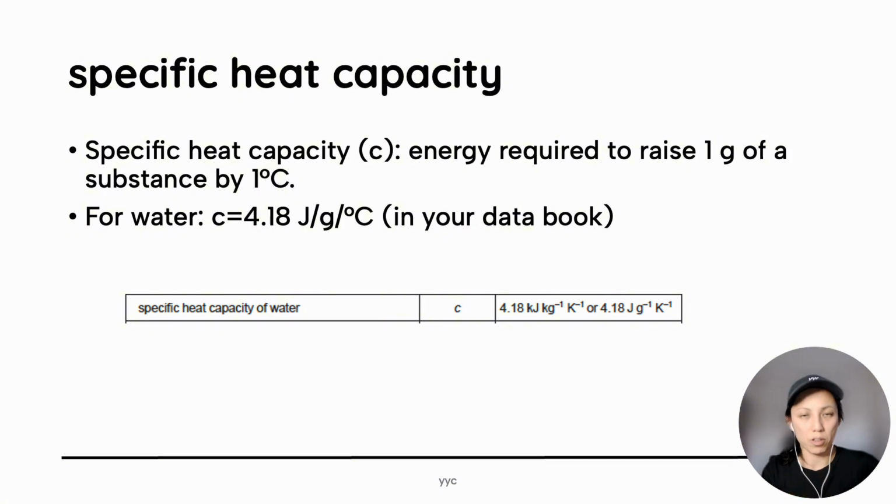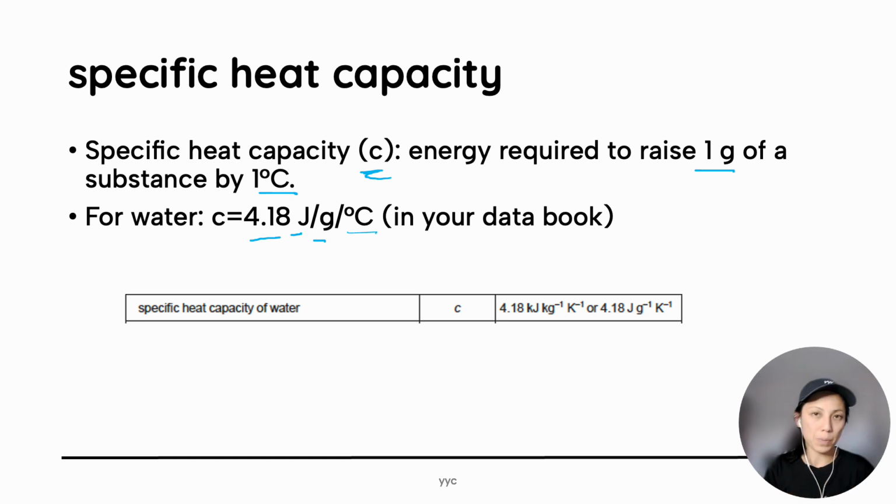I've spoken a lot about the concept of specific heat capacity. So the question is, what does that actually mean? Now, specific heat capacity, represented by this symbol here, C, is how much energy is required to raise 1 gram of the substance by 1 degree. For example, the specific heat capacity of water is 4.18 joules per gram per degree. What that means is it takes 4.18 joules to increase the temperature of 1 gram of water by 1 degree.